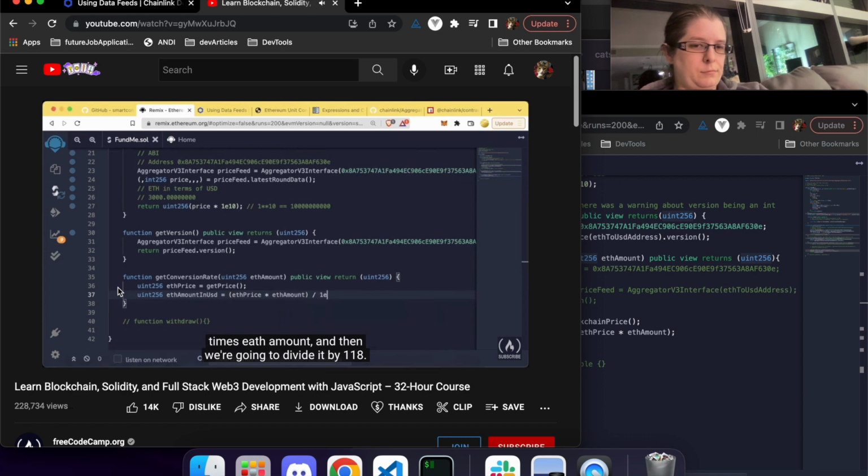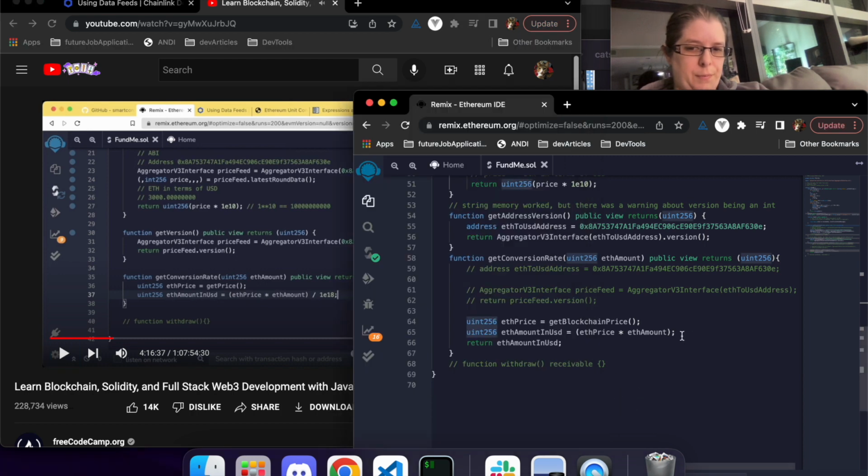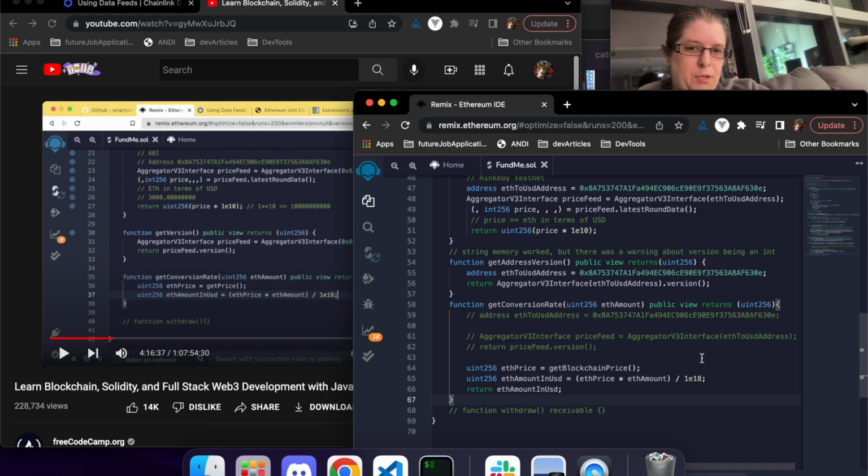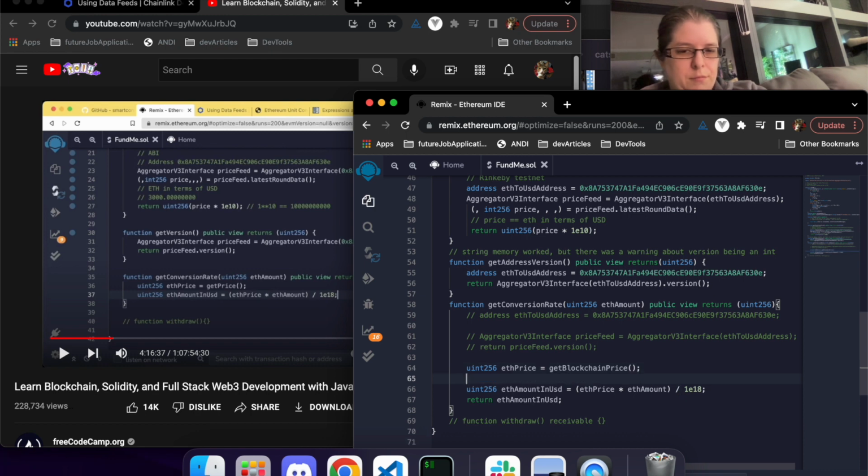Then we're going to do uint256 ETH amount in USD equals ETH price times ETH amount, and then we're going to divide it by 1e18. Okay. Divided by 1e18. So this has 8 decimals. So we multiplied it by 10 more so that it is 18. So like if you want to increase it by 1%, you have to do 101 divided by 100, and that is 1%. So I think that's what we're doing here.